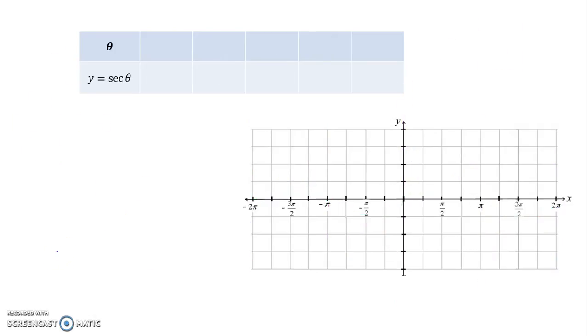Next, we're going into our secant graph. You can do it the same way we did cosecant by making your table and filling in your points. Or you can do it the second way I showed you on cosecant by getting your cosine graph in here, since I know that secant is 1 over cosine.